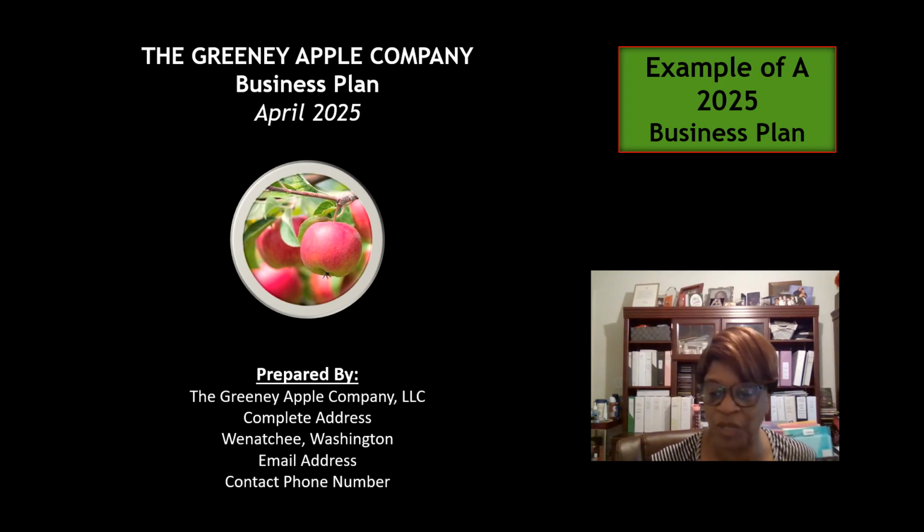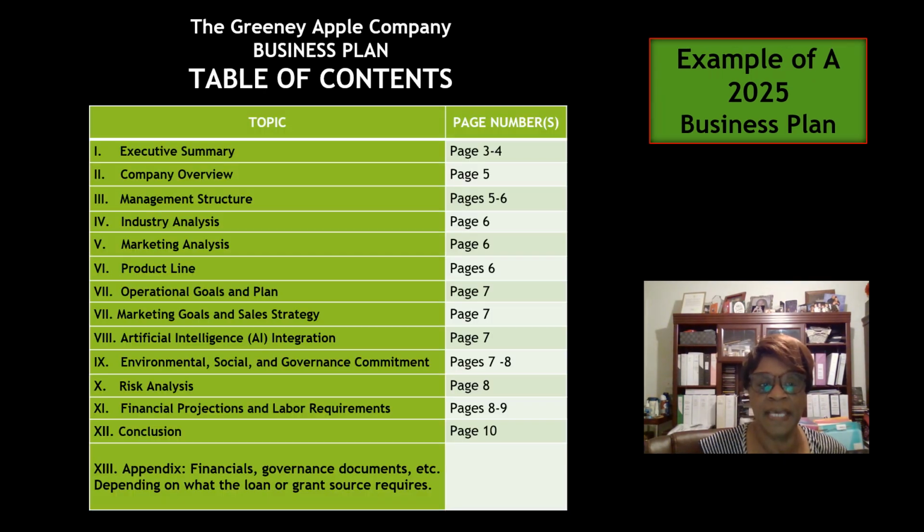You have the logo of the company and who it's prepared by. The Greenie Apple Company, a complete address, your email address, or your contact phone number, and you might want to put a website on there if you have a website. And next, after your cover page, is your table of contents.